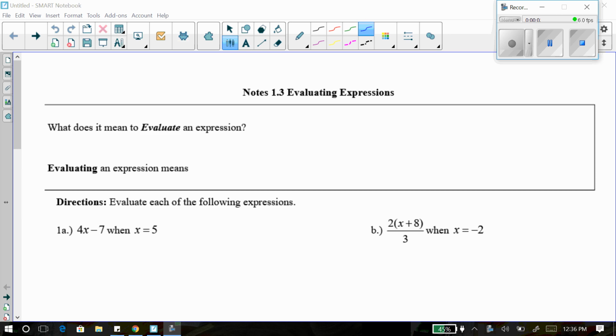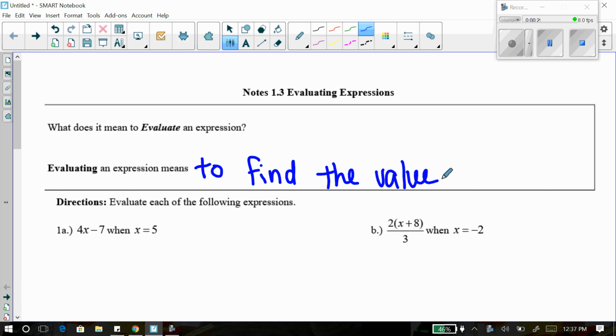Hello, everyone. Today we are going to talk about how to evaluate expressions. So we need to make sure that we have a really good understanding of order of operations in order to evaluate expressions. So what does it mean to evaluate an expression? Evaluating an expression means to find the value. Okay? So we use the order of operations in order to evaluate expressions.